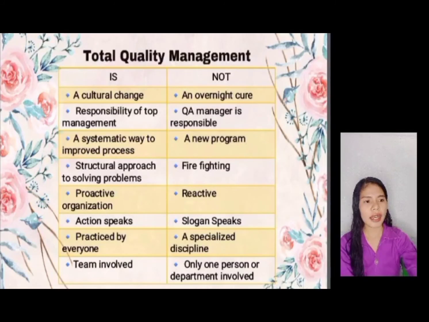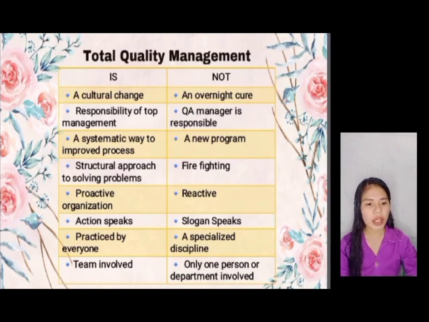In this table, it indicates what total quality management is and what is not. It is a cultural change. Next, responsibility of top management. A systematic way to improve process. Structural approach to solving problems. A proactive organization. Action speaks. Practiced by everyone with the team involved. And not an overnight cure. Not: QA manager is responsible. A new program. Firefighting. Reactive. Slogan speaks. A specialized discipline. Only one person or part involved.